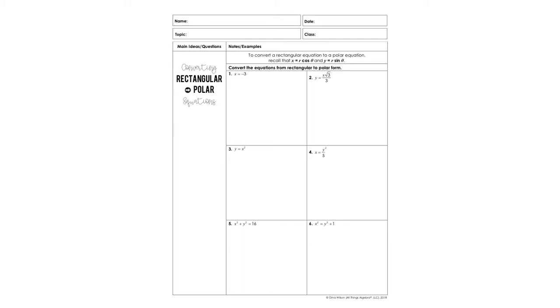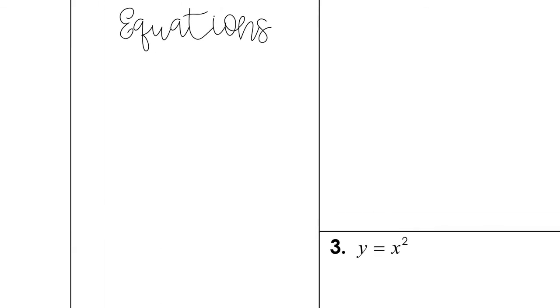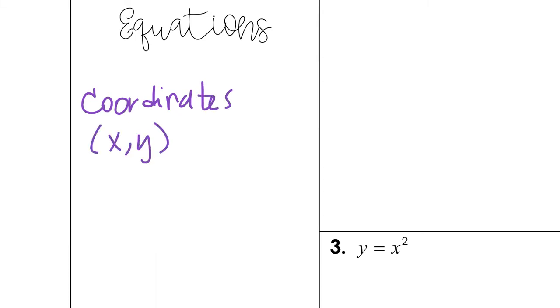Hey guys, today we're going to talk about converting rectangular equations into polar equations and vice versa. So far on Friday, all we did was individual coordinates. So coordinates x comma y in rectangular form would change into r comma theta when it's in polar. So rectangular, polar. And there were certain formulas that we talked about on Friday to do this.